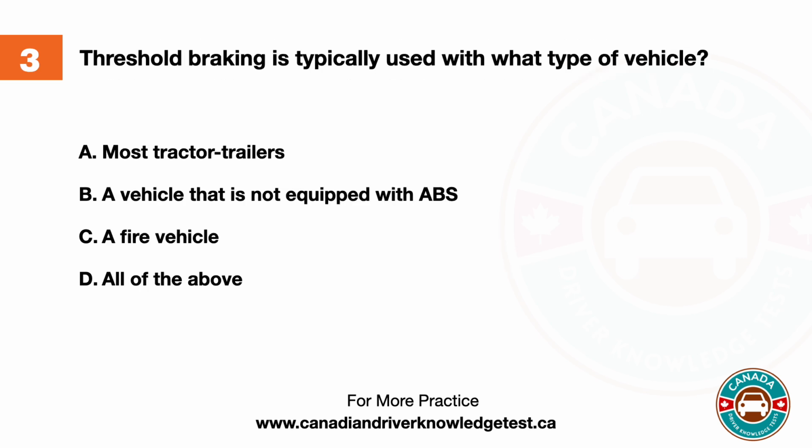Question 3. Threshold braking is typically used with what type of vehicle? A. Most tractor-trailers. B. A vehicle that is not equipped with ABS. C. A fire vehicle. D. All of the above. The answer is B. A vehicle that is not equipped with ABS.